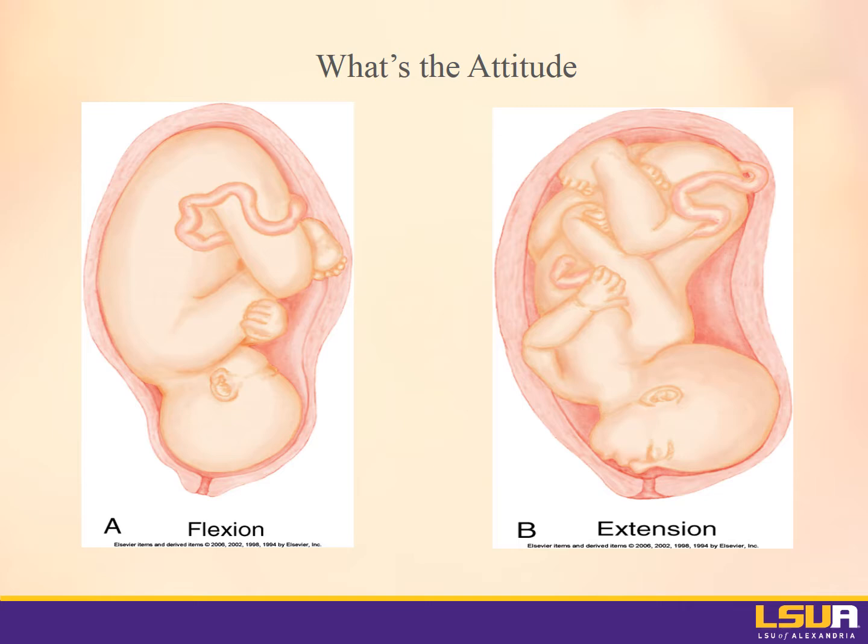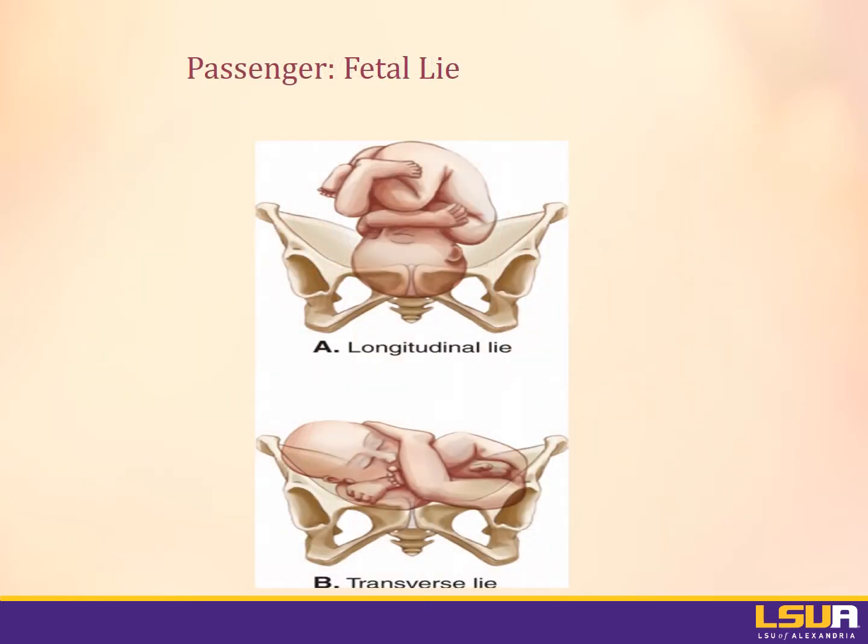Fetal lie. How is the baby situated? Longitudinal is picture A, which is also in your book on page 462. Transverse is whenever the baby is essentially lying sideways. It's the relationship of the long axis, which is the spine, to the mother. Longitudinal is the most common. There's transverse, and then there's oblique, but there's not a picture of the oblique. Longitudinal is the most favorable for mom to be able to deliver vaginally.